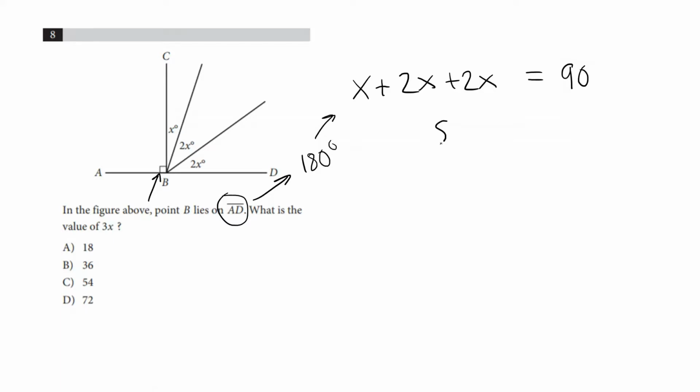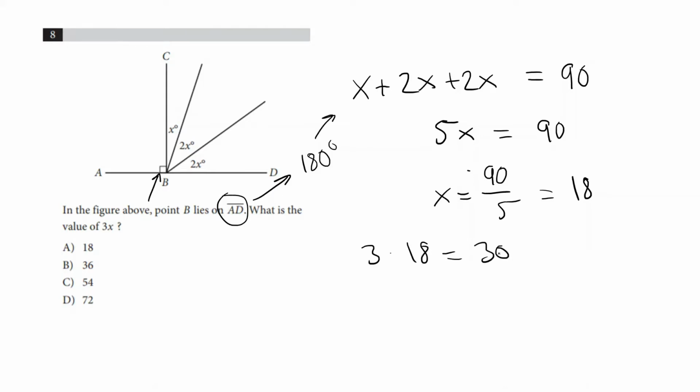We then group these up. So you got 5x is equal to 90. We divide 90 by 5, which gives us 18, if I'm not mistaken. So it then asks us for what is 3x though, okay? So we can just multiply 18 by 3, which would give us 30 plus 24, which is 54. The answer is C, okay?